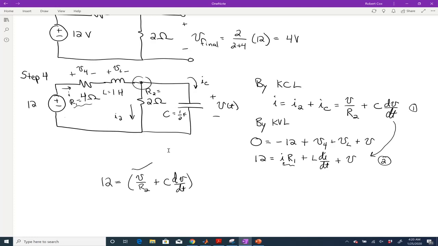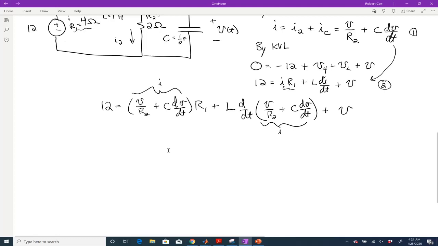So this right here is my I. So all that times R1 plus L times d/dt of (V over R2 plus C dV/dt), like that, right? So this again is my I plus V, okay? All right, so I keep going with simplifying that.